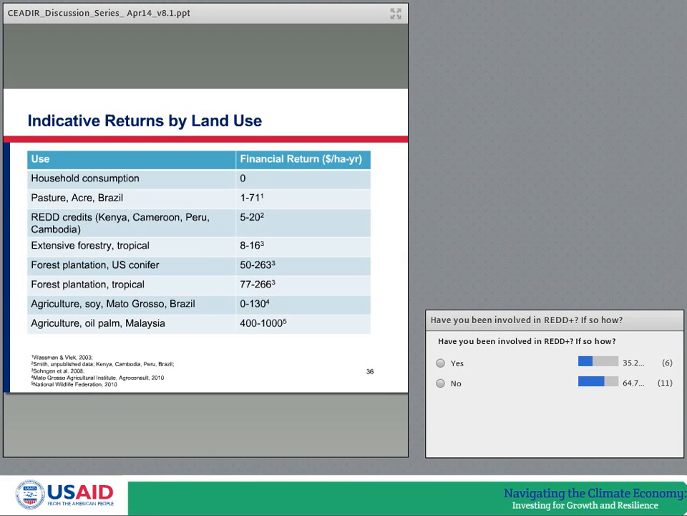The other concept is that there's a bunch of low-value uses here. Pasture's a low-value use. REDD credits are not going to outcompete a lot of other uses. If you have a landowner who has options, they tend to go for a use with higher returns. Agriculture can be very high returns, often is very high returns. Forestry, depending on how you do it, is often very low returns. Extensive forestry, where you pluck out a tree here and there, is low returns.